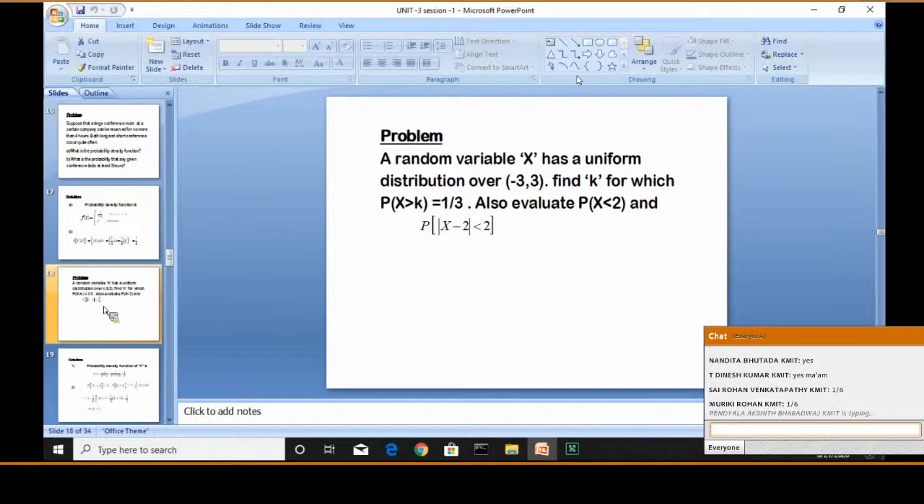Rohan, 1 by 6, that is the value of k. Two different Rohans are there. No, the answer is not correct. F of x, okay, you are telling probability. No, first we have to find out the probability density function. That is okay. Correct. Now you go for k.